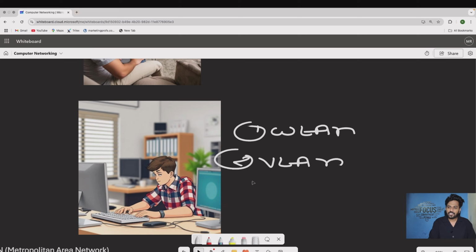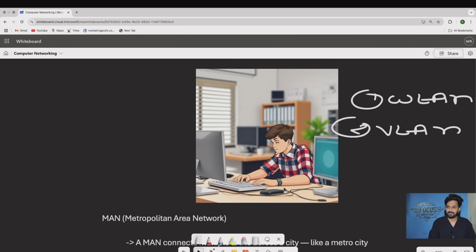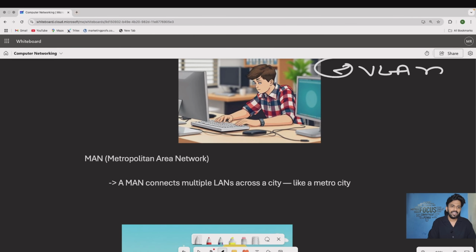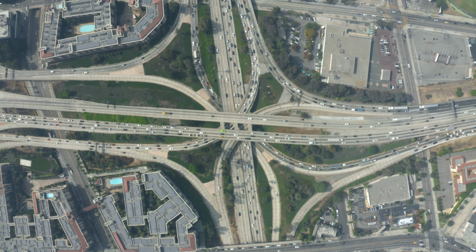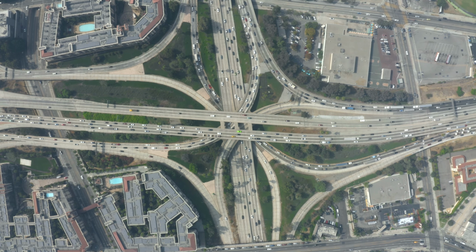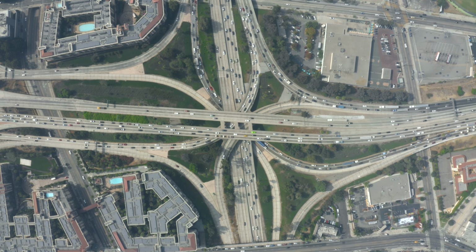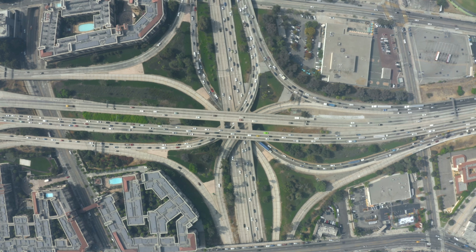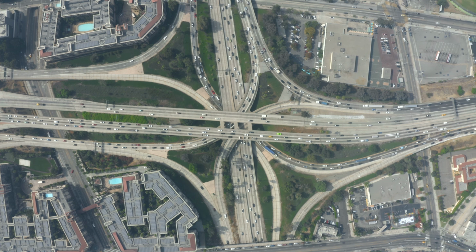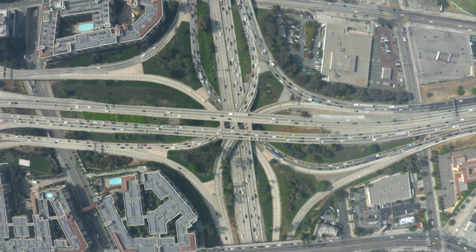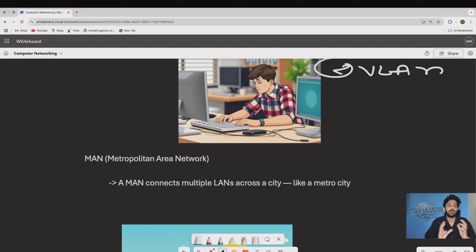The next one is MAN. First, we will see the definition of the MAN. MAN connects multiple LANs across a city, like a metro city. In India, there are different metro cities like Hyderabad, Chennai, Mumbai, Delhi, etc. Linking all these offices within a city is an example of MAN.